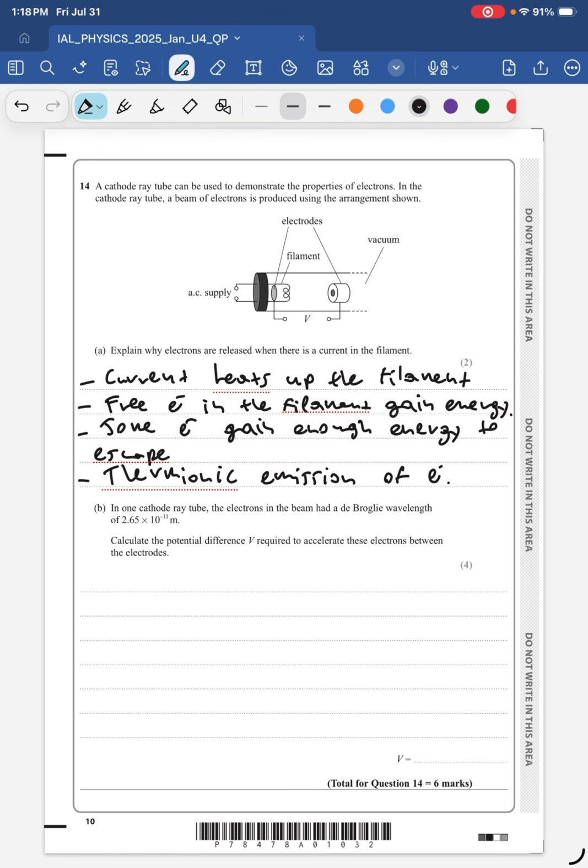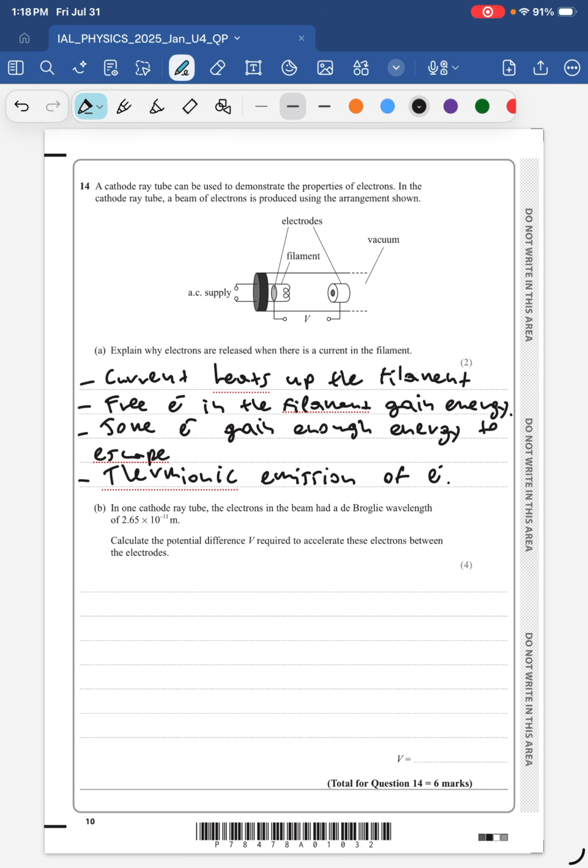B, in the cathode ray tube, the electrons in the beam had a de Broglie wavelength of 2.65 times 10 to the negative 11 meters. I always call him Prince de Broglie because he came from an old aristocratic French family, okay. Remember the French Revolution, the French abolished the monarchy, but I think some people maintained some of their status. One of them was de Broglie, I think. So calculate the potential difference V required to accelerate these electrons between the electrodes.